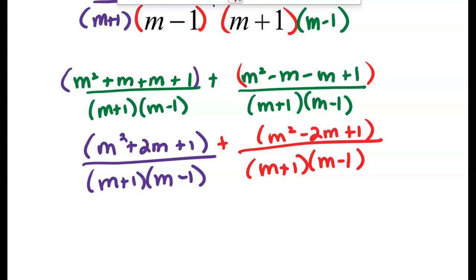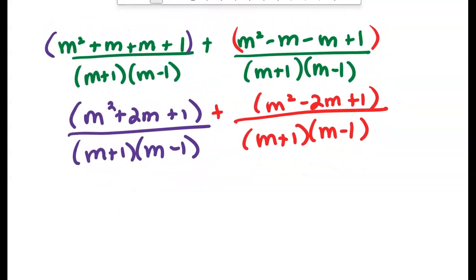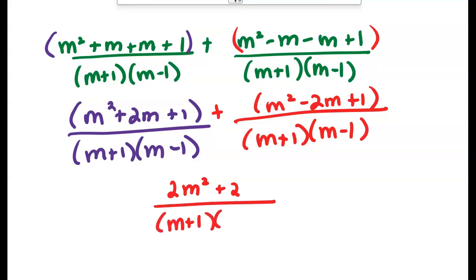Now guys, do I need the parentheses on the numerator? No, because it's what? Addition. If it was subtraction, would I want to make sure I distribute the negative first before we do anything else? Yes. Okay, now can we combine like terms? What do we get? So we get 2m squared plus 2. Okay, great. And that's going to be all over what, my friends? M plus 1 times m minus 1.